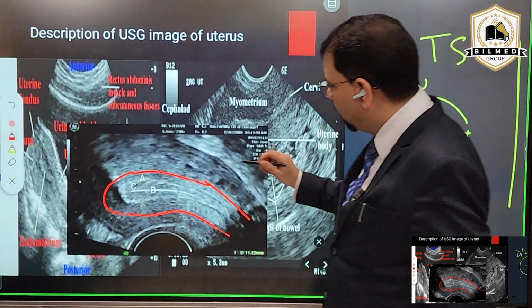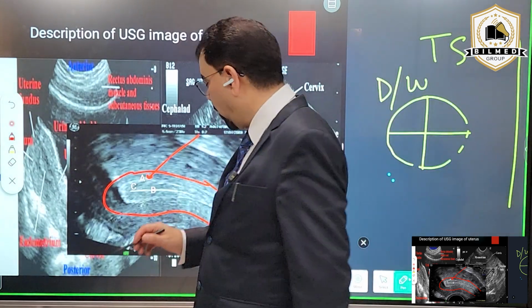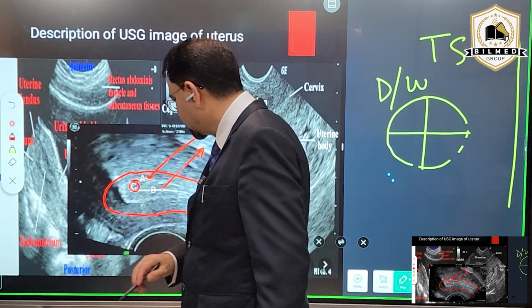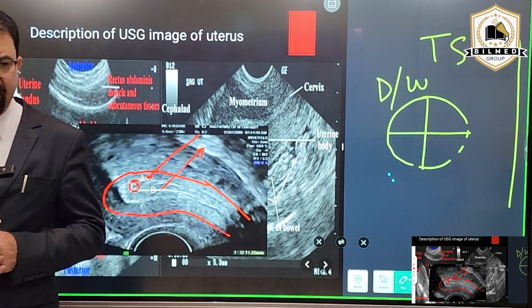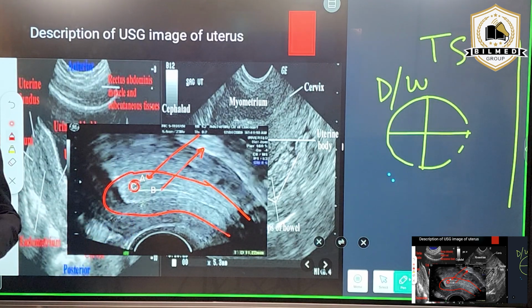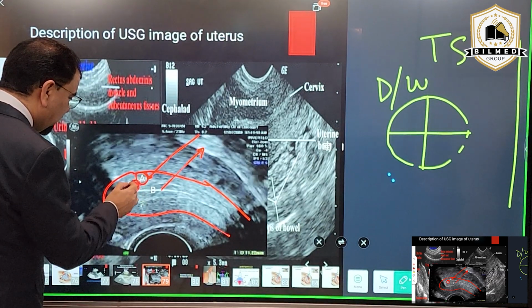Question: what is this A about? Which line is that? What is this B? And what is this C? This is all about the triple line endometrium. I'm seeing three lines over there. The question is, what is this A line about? Recall tunica basalis, tunica functionalis. Layers of endometrium, sir. Yes, A is tunica basalis.